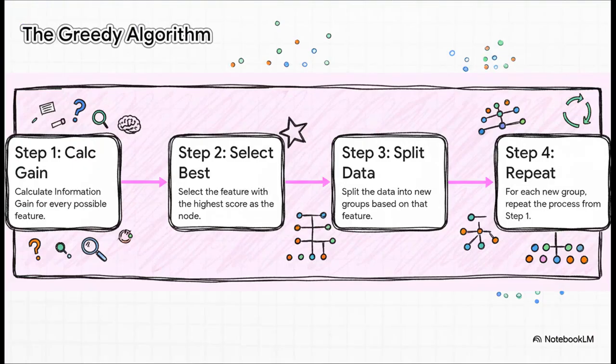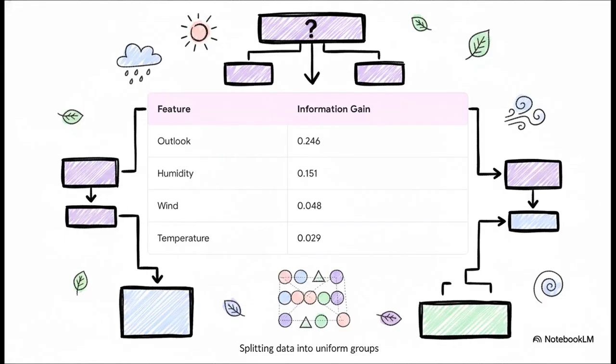The process it follows is known as a greedy algorithm. And all greedy means is that at every single step, it makes the best possible choice for right now, without looking ahead. It wants that immediate reward. So it just calculates the information gain for every feature, picks the winner, splits the data into new piles, and then for each of those new little piles, it does the exact same thing, rinse and repeat all the way down. And voila, here are the actual results for our tennis data.